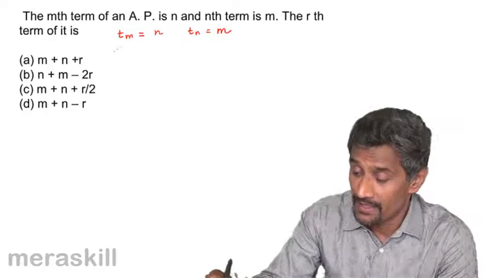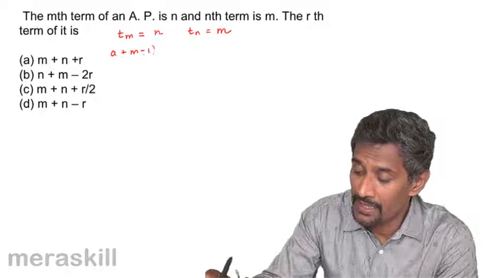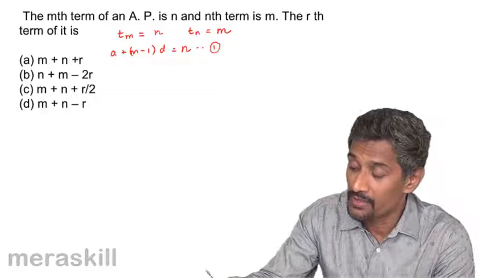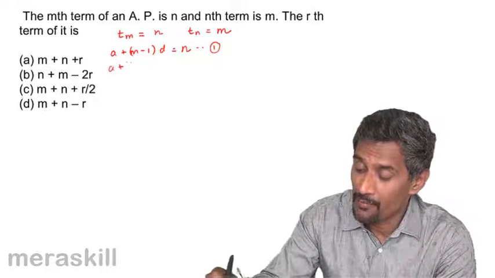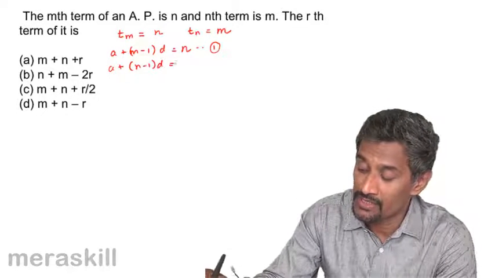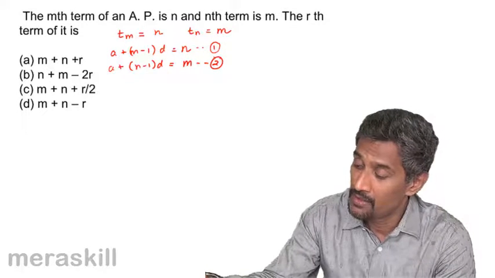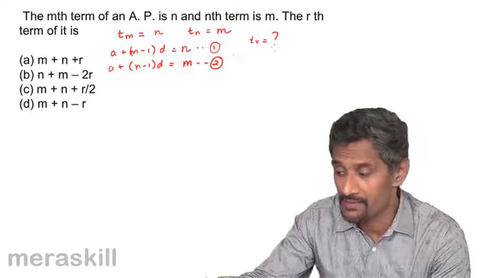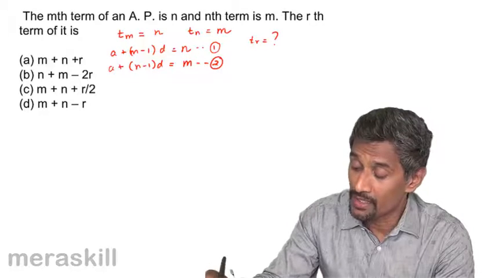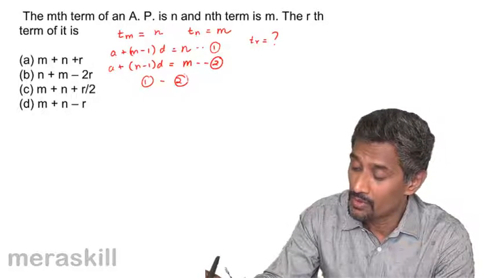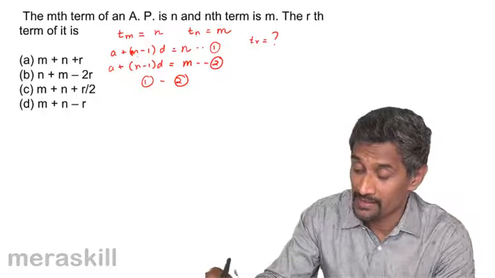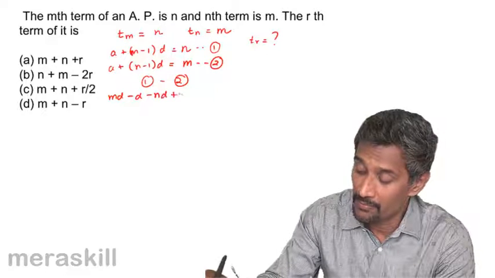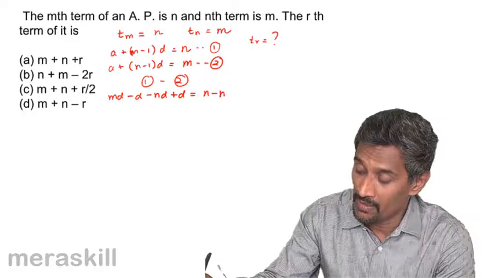So that means a plus m minus 1 into d is n as per the first condition, and as per this a plus n minus 1 into d is equal to m. We need to find Tr. Now to find Tr we should know what a is and what d is. So we can do 1 minus 2. When you do 1 minus 2, a minus a is 0. You get md minus d minus nd plus d is equal to n minus m.